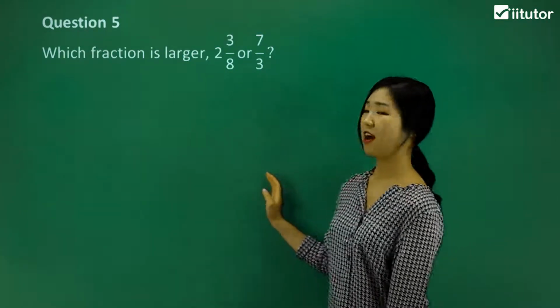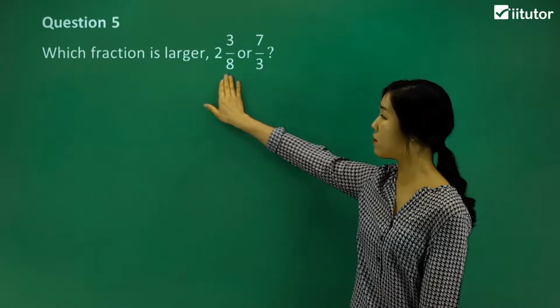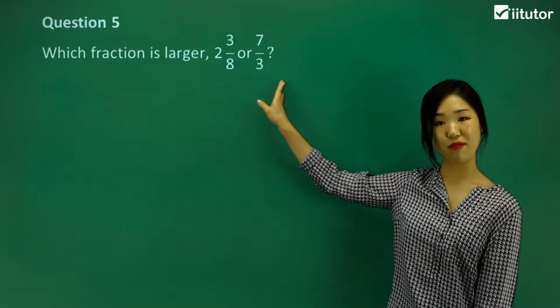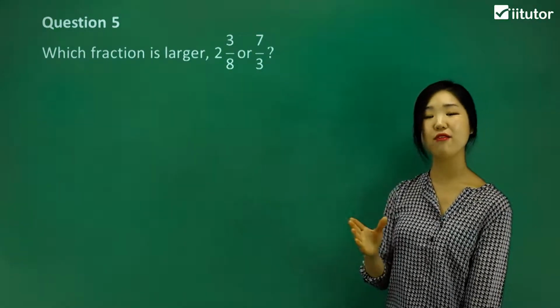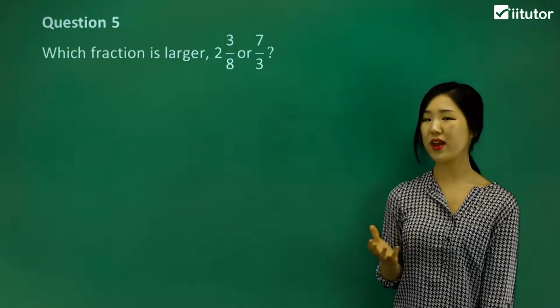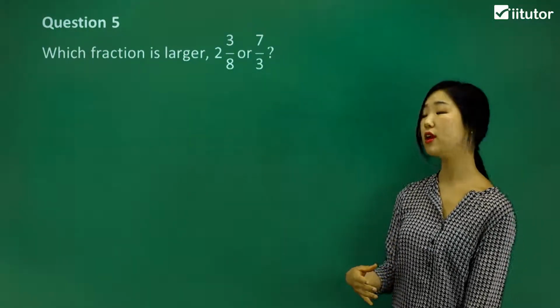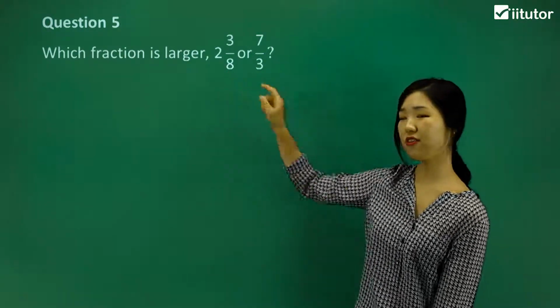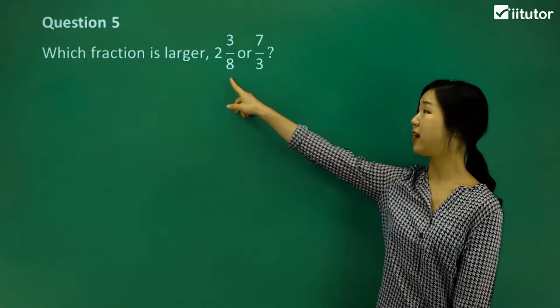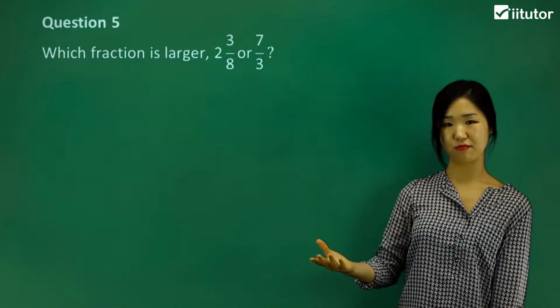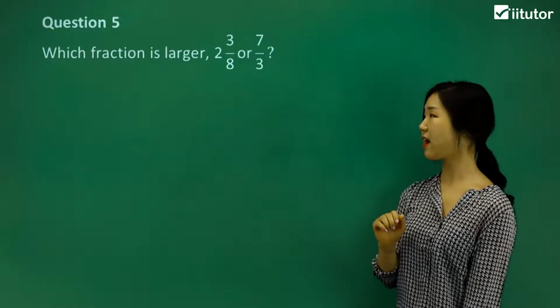Which fraction is larger? This time we have one mixed numeral and one improper fraction. So we have to put them into the right form. We can't really compare if one's a mixed numeral and one's an improper fraction. So what I'll do is I'll change the mixed numeral to an improper fraction. How do we do that? Hopefully you guys have revised this.